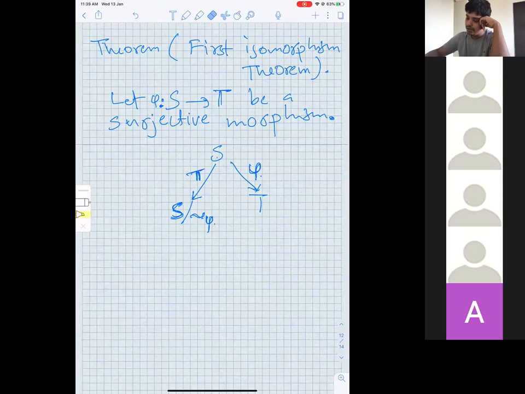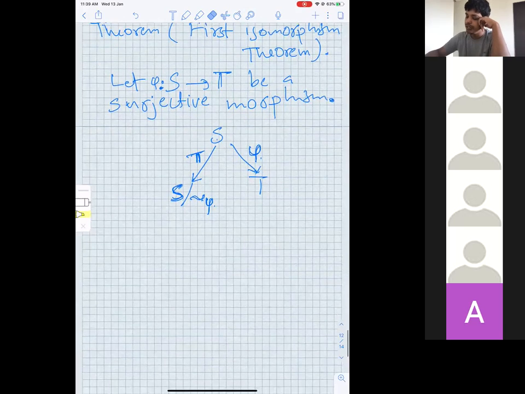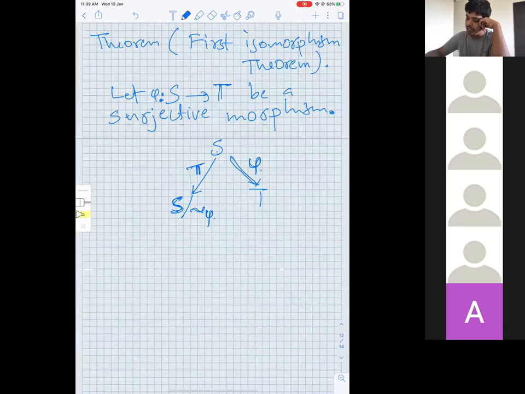Now what remains is that the first isomorphism theorem says that if I have a morphism from S to T, and then I look at the kernel congruence and quotient with respect to that congruence, then I get another morphism from S to S slash tilde phi, and there exists a morphism from S slash tilde phi to T. Let's call it pi prime.